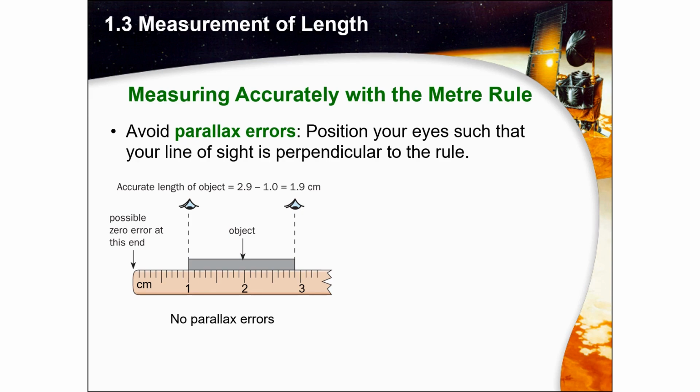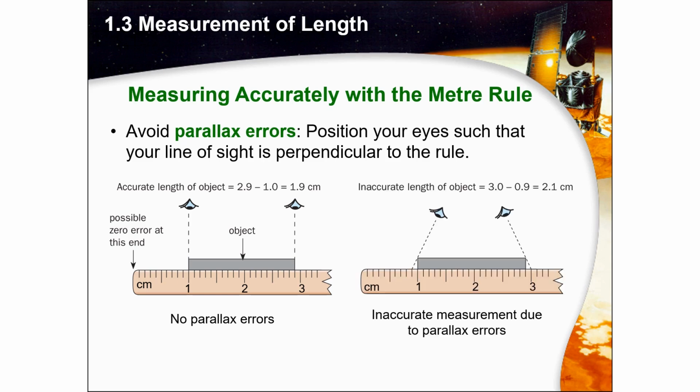And then you can see the eye. The eye must be positioned right above, or perpendicular to, the object. Don't see it from, for example, the corner to the left or the corner to the right, because it will give you a parallax error. This is the example. If we see it from the left or from the right, not perpendicular, you can see that we will measure it as 0.9 and this one as 3. So when we count with this kind of position, you will have the wrong measurement. 3.0 minus 0.9 is 2.1 centimeter.